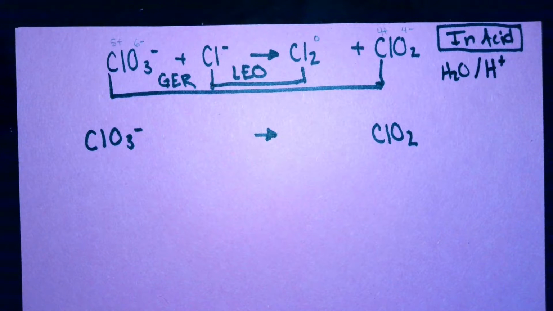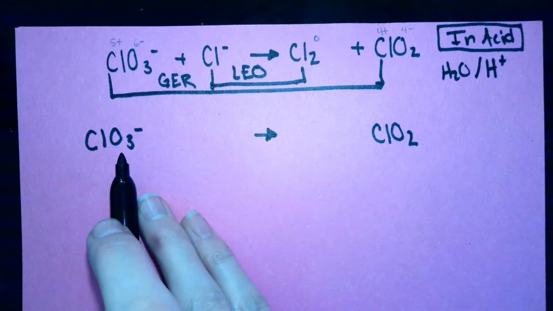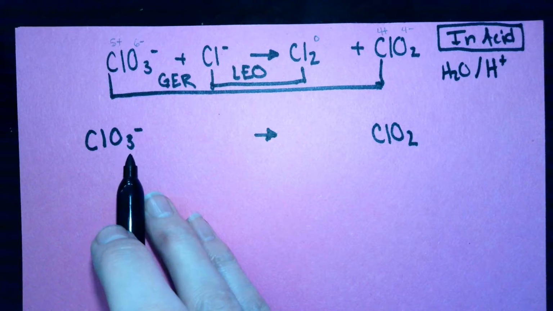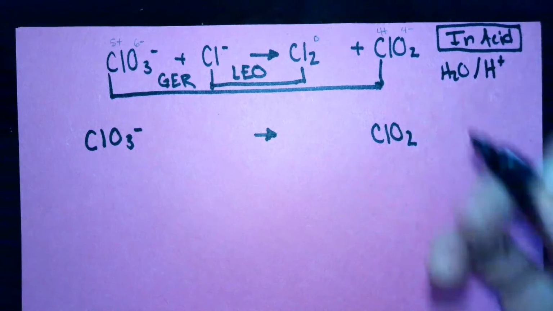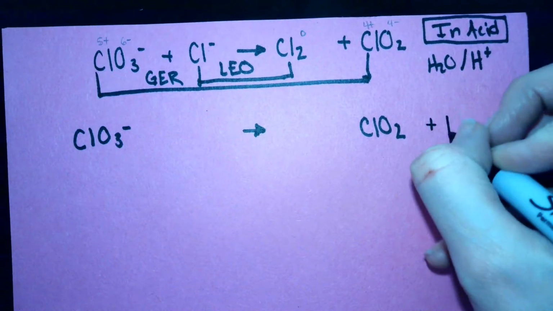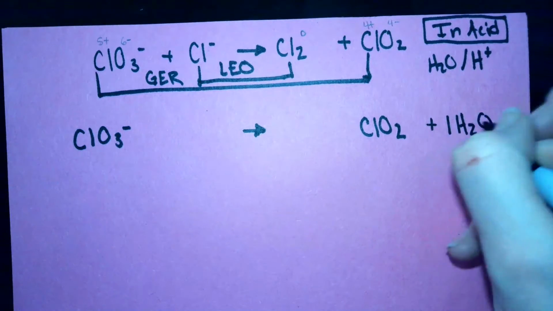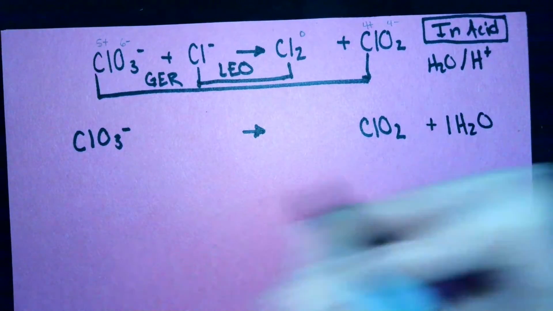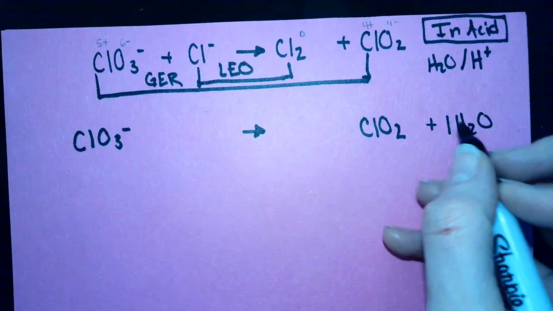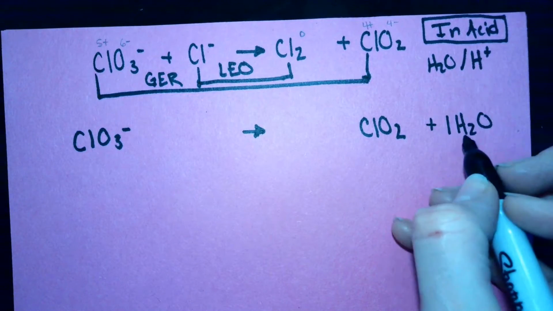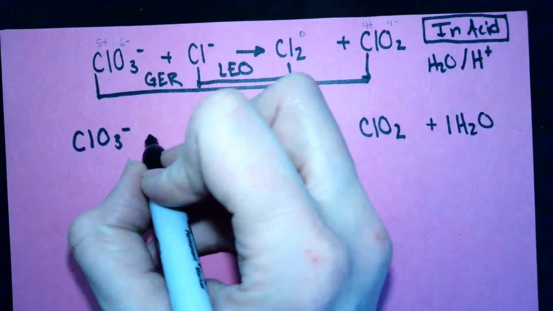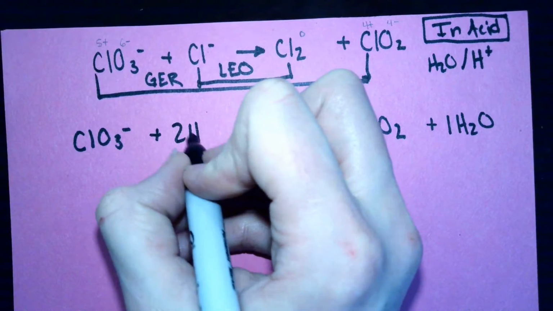So I have 3 oxygens over here and I have 2 oxygens over here. So I am going to add H2O. I don't know why I wrote a 1 there. You don't need to write a 1. My brain's being silly here. And then you have to balance with the hydronium. So I have H2, so I have to add 2 H plus over here.